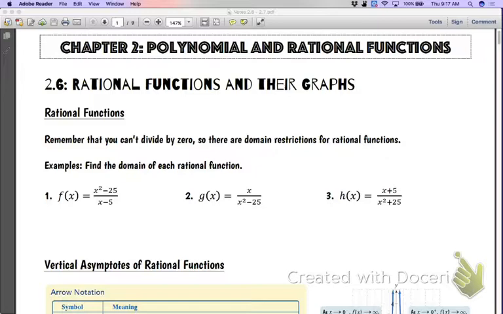Well, it's x squared plus 25, right? So x squared plus 25 can't be 0. So that means that x squared can't be equal to -25. If we take the square root, x can't be equal to what? What's the square root of -25? Plus or minus 5i, right?